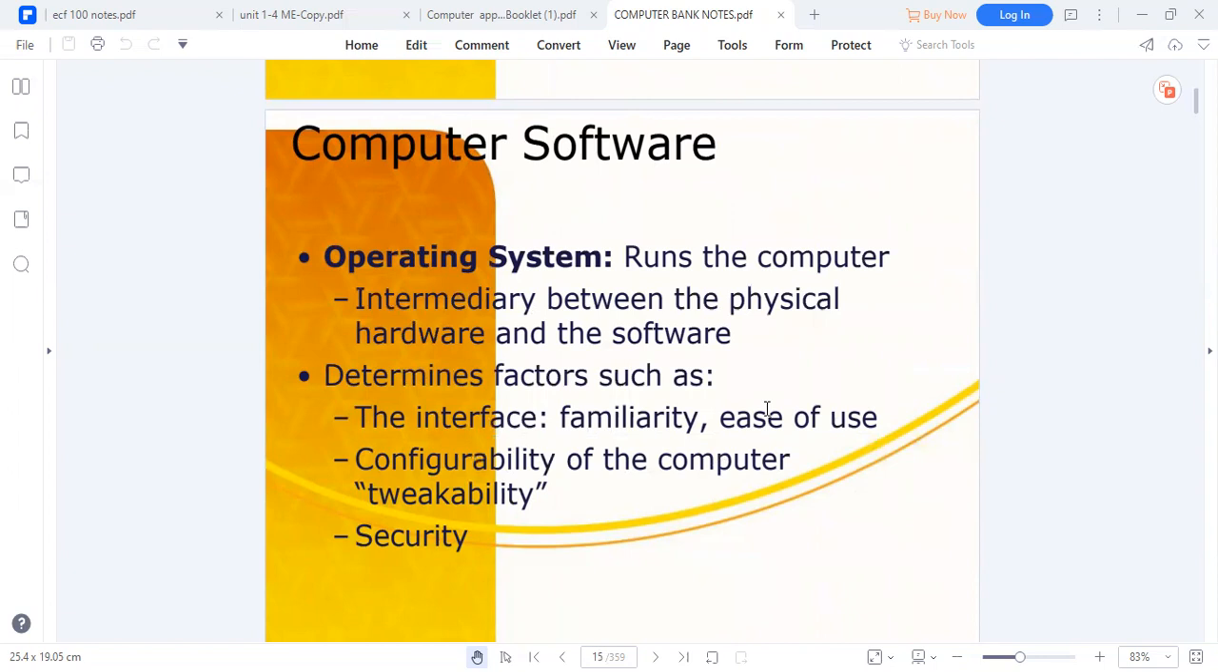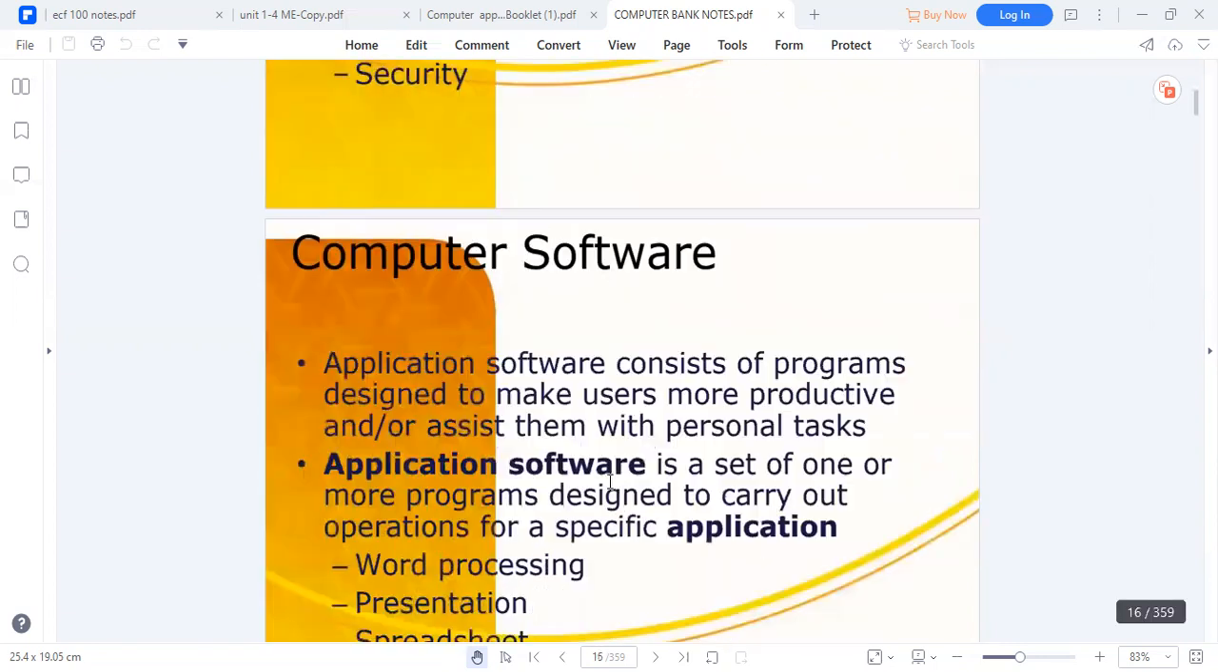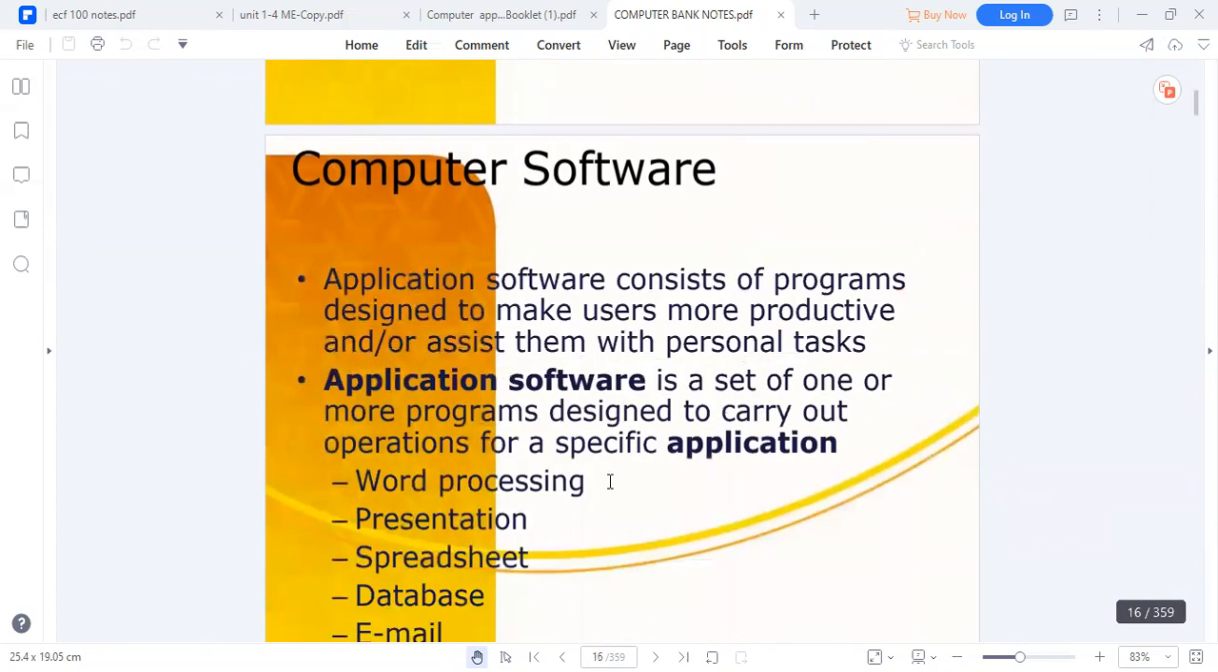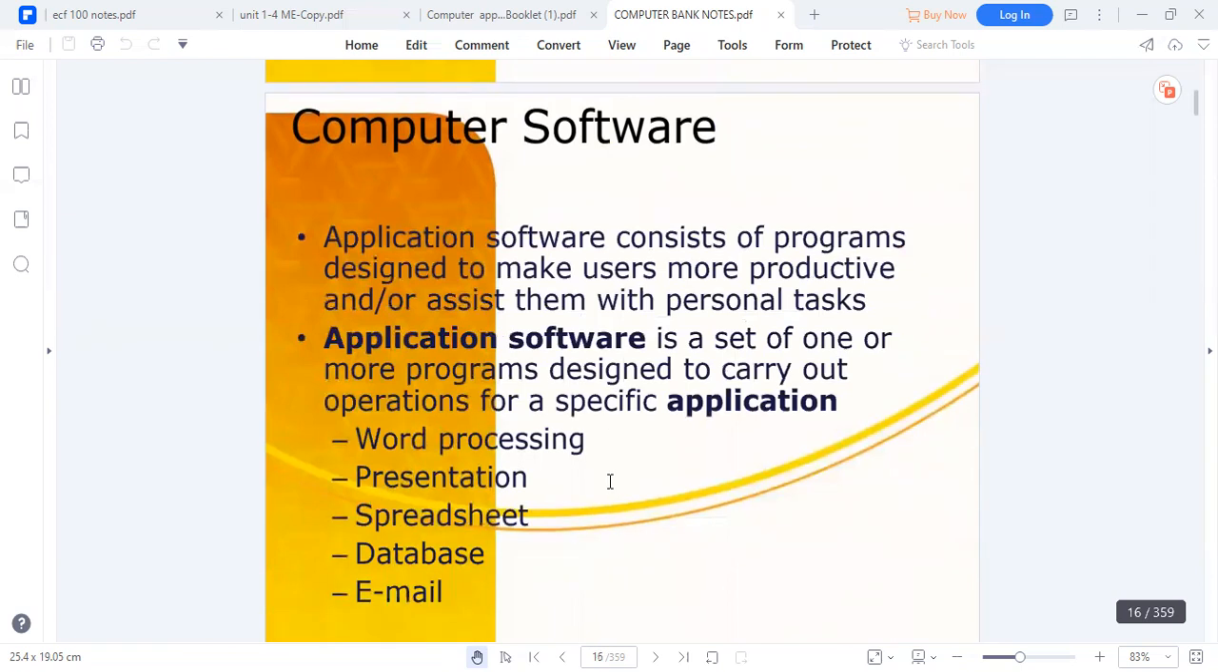It determines factors such as the interface, which is the familiarity and ease of use, the configurability of the computer, and also the security system. Computer software consists of programs that make users more productive and interface with the computer itself. We have application software, which is a set of one or more programs designed to carry out operations for a specific application, such as word processing, presentation, spreadsheets, database, and emails.